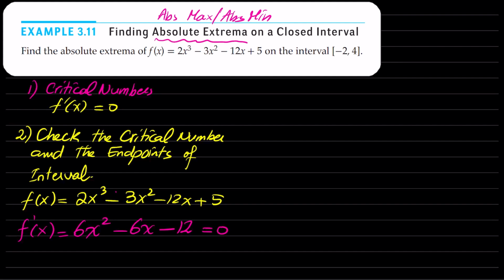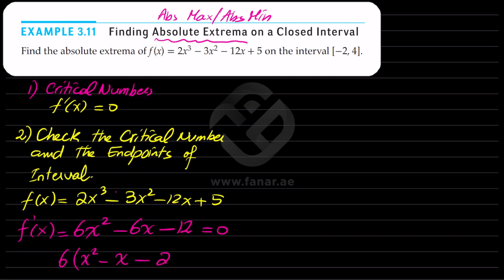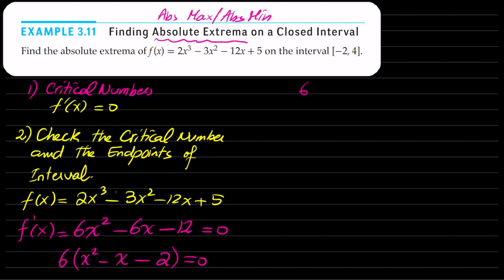All of them have a GCF, 6, so they can be divided by 6. So x squared minus x minus 2 is equal to 0. We will write it down here. Now we can also factorize this: x squared minus x minus 2.